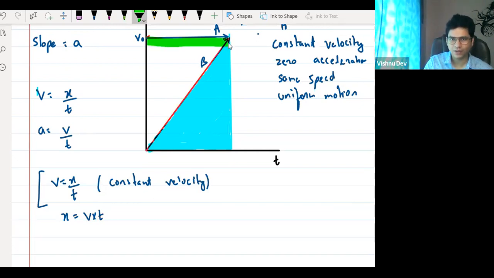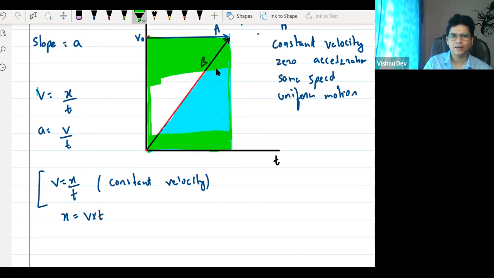Tell me. v into t का मतलब क्या है? सोचो एक बार. इस ग्राफ में v into t का मतलब क्या है? Don't you think, sir, v into t is basically the area, sir, this green wala area. हाँ या ना? It is a rectangle, sir, right? It is a rectangle. So v into t is basically the area, this green wala area.